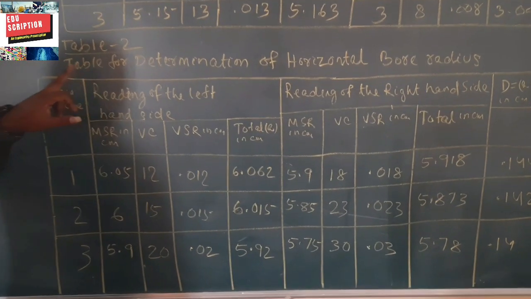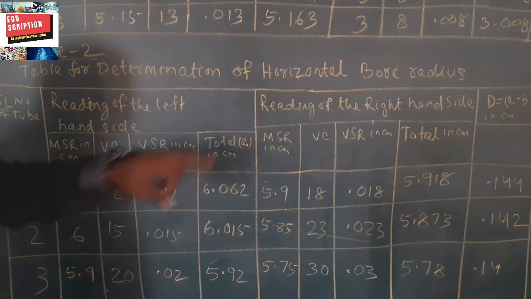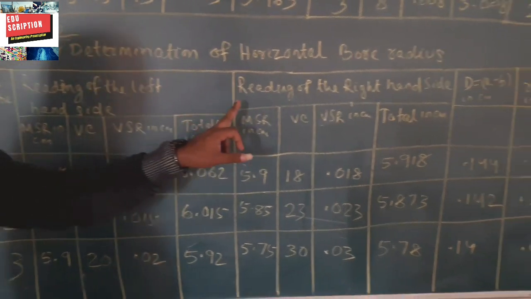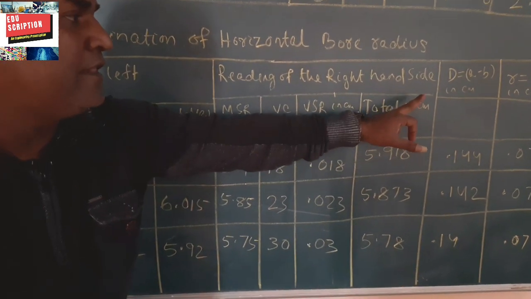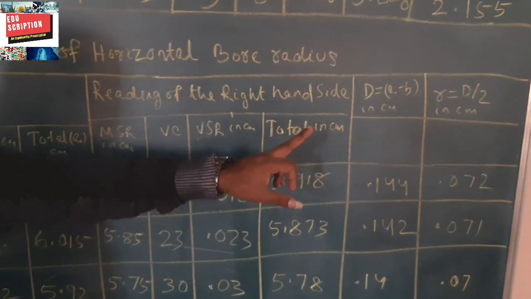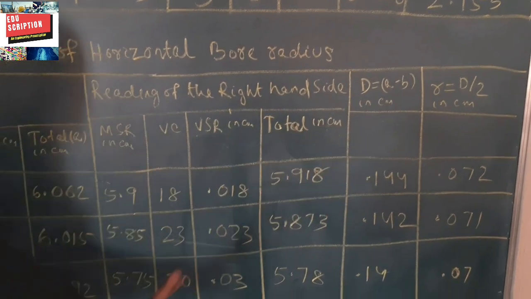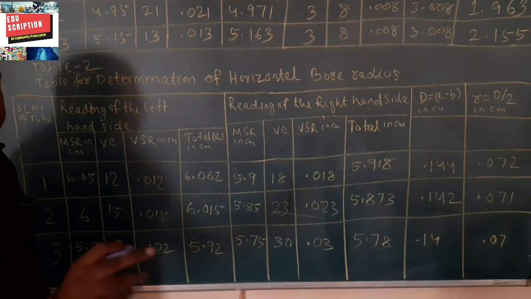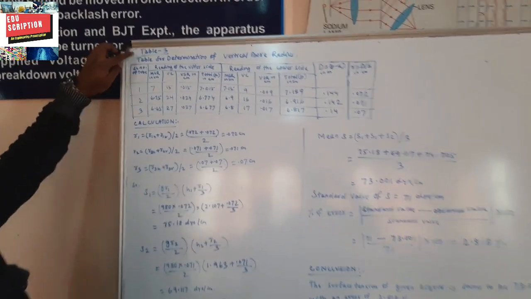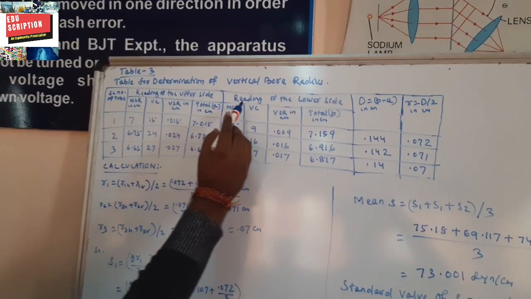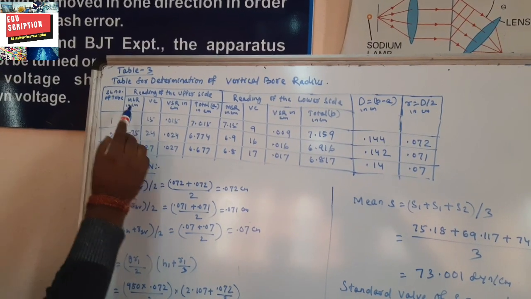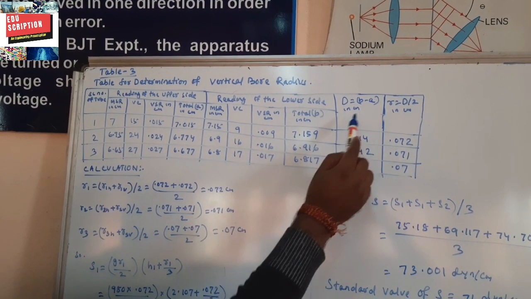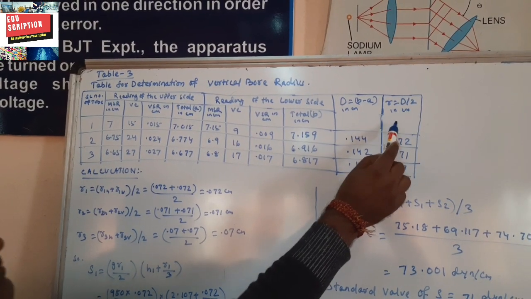Then table 2, table for determination of horizontal bore radius: serial number of tubes, reading of the left hand side and reading of the right hand side, capital D, that is A minus B, and R is diameter by 2. So these are the values taken from the experiment. Go for table 3, table for determination of vertical bore radius: serial number, reading of upper side, reading of lower side, and D is B minus A in centimeter, R is D by 2 in centimeter.